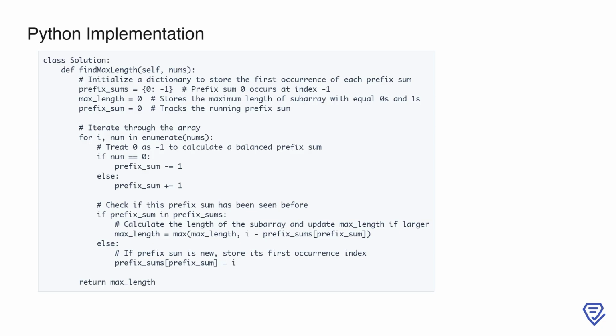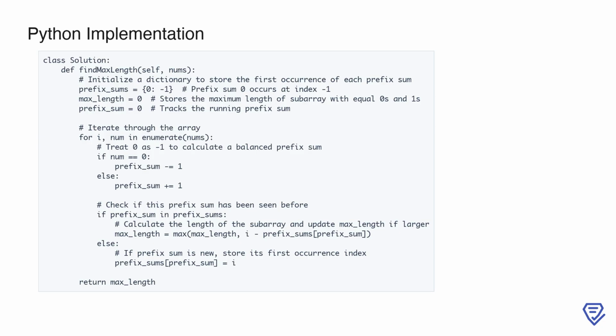We iterate through the array with a running prefix sum. If the current element is 0, we subtract 1 from the sum, otherwise, we add 1. This effectively treats zeros as -1s. For each prefix sum calculated, we check if it has been seen before in the dictionary. If it has, the difference between the current index and the stored index gives the length of the subarray.